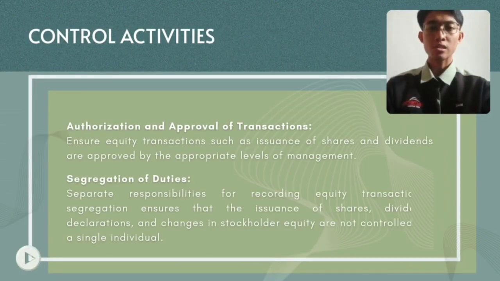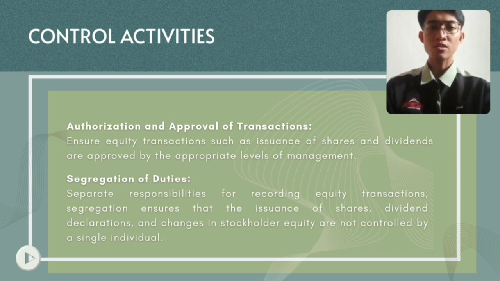Today I will continue the presentation about control activities which is related to equity. The first one, authorization and approval of transactions. All equity related transactions must be properly authorized. For example, before issuing new shares or declaring dividends, the decision must be approved by the board of directors or top management. This prevents unauthorized transactions and ensures that equity activities are aligned with the company's strategy and also the financial goals.